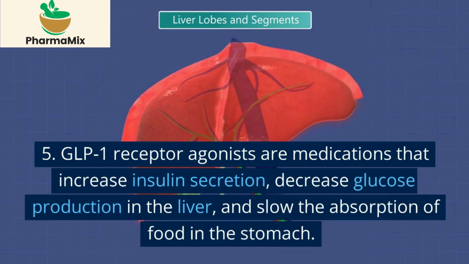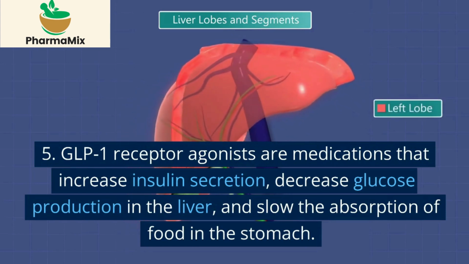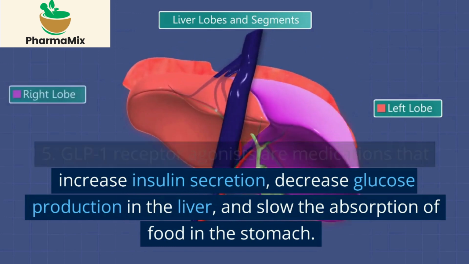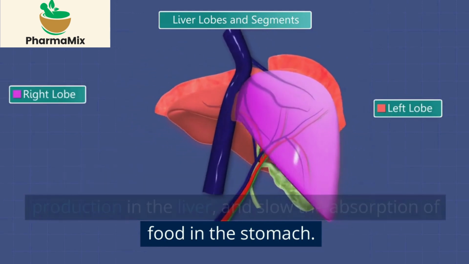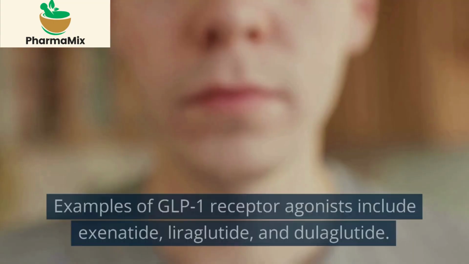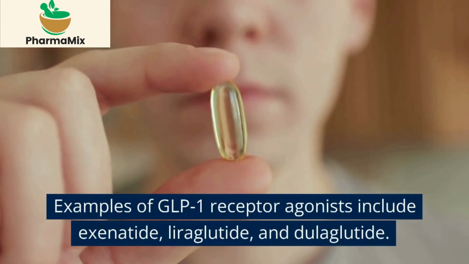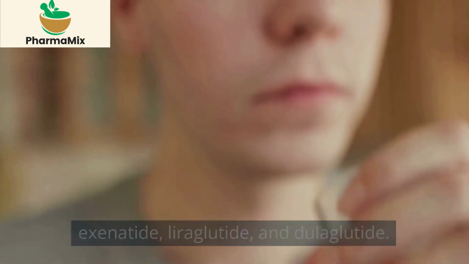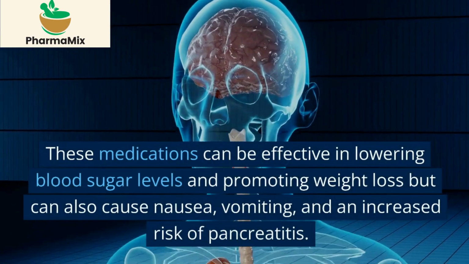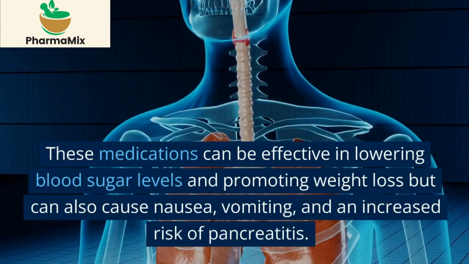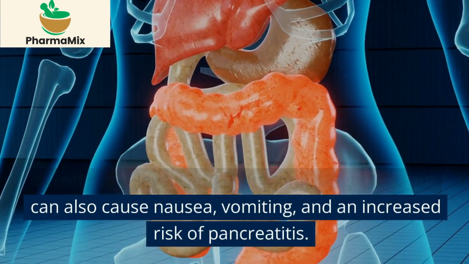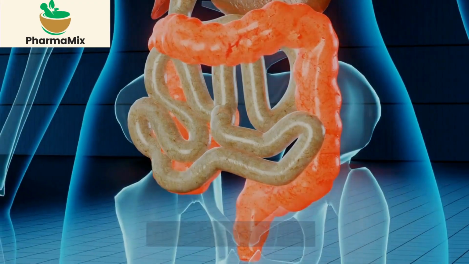5. GLP-1 receptor agonists are medications that increase insulin secretion, decrease glucose production in the liver, and slow the absorption of food in the stomach. Examples of GLP-1 receptor agonists include exenatide, liraglutide, and dulaglutide. These medications can be effective in lowering blood sugar levels and promoting weight loss but can also cause nausea, vomiting, and an increased risk of pancreatitis.